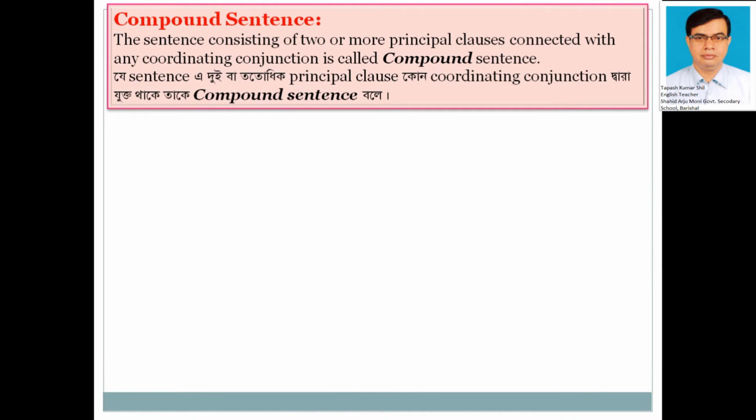Compound sentence: the sentence consisting of two or more principal clauses connected with any coordinating conjunction is called a compound sentence.